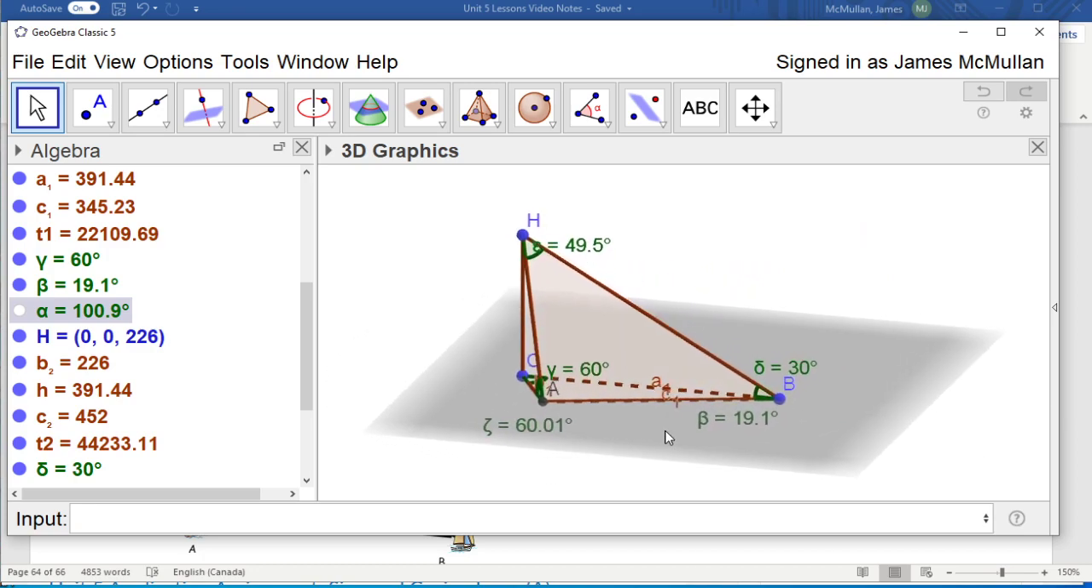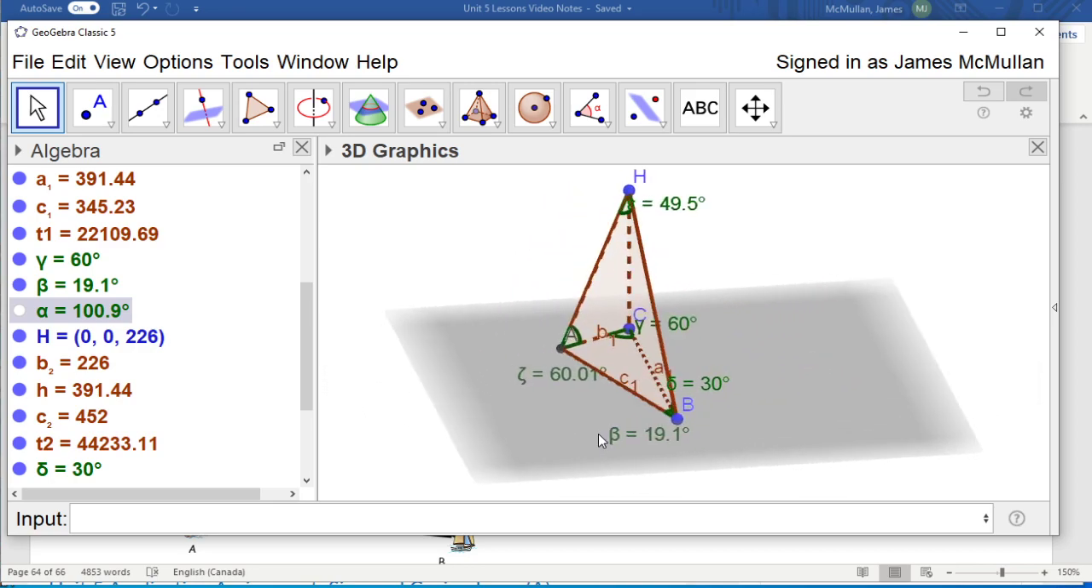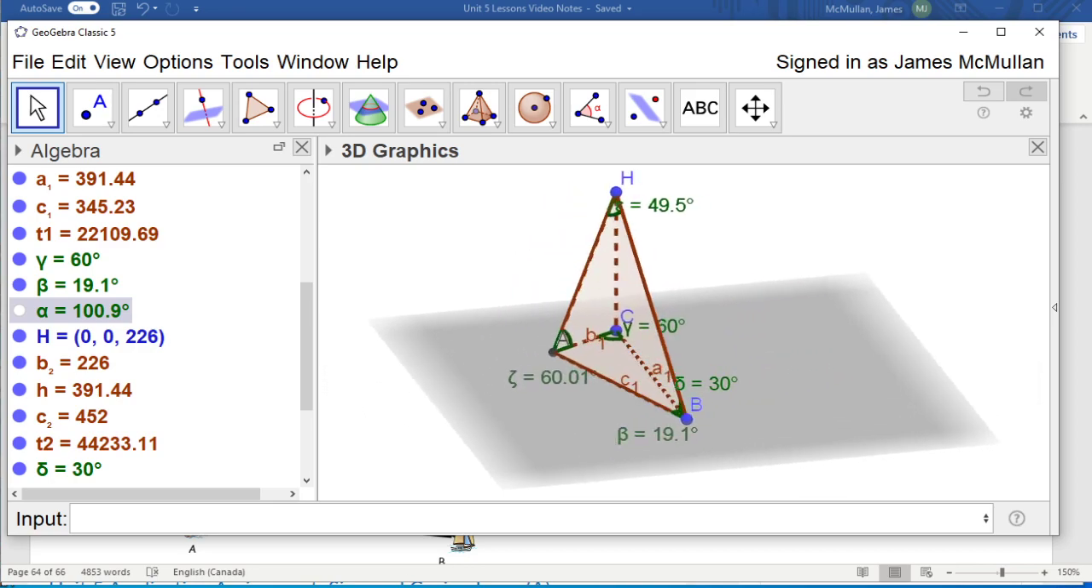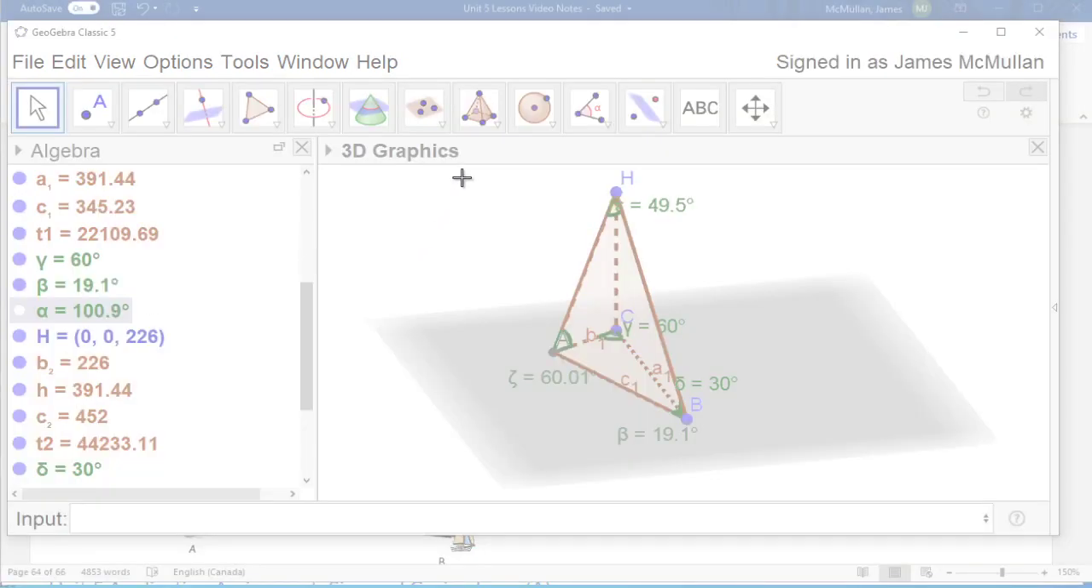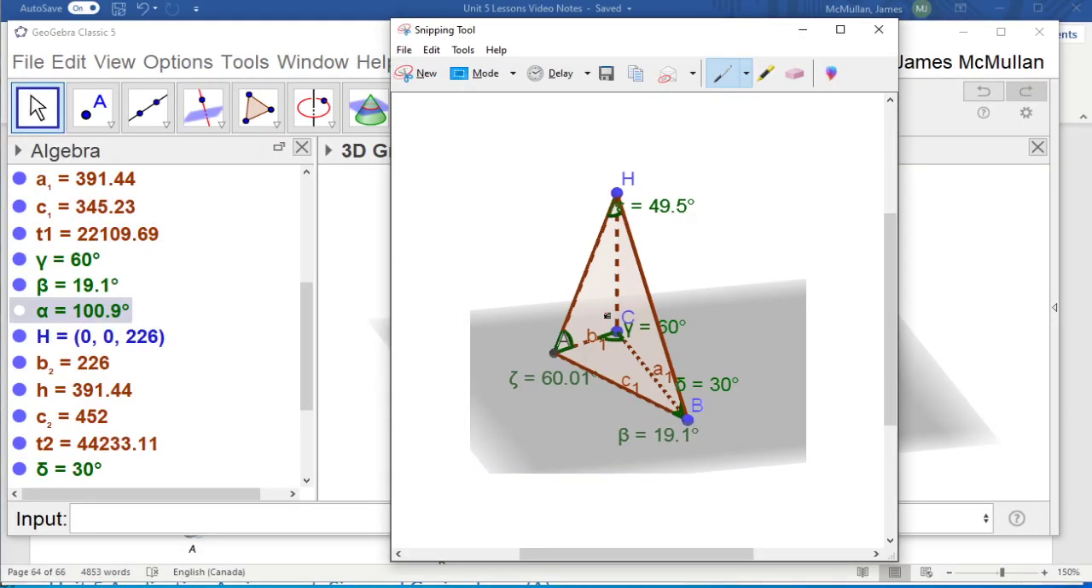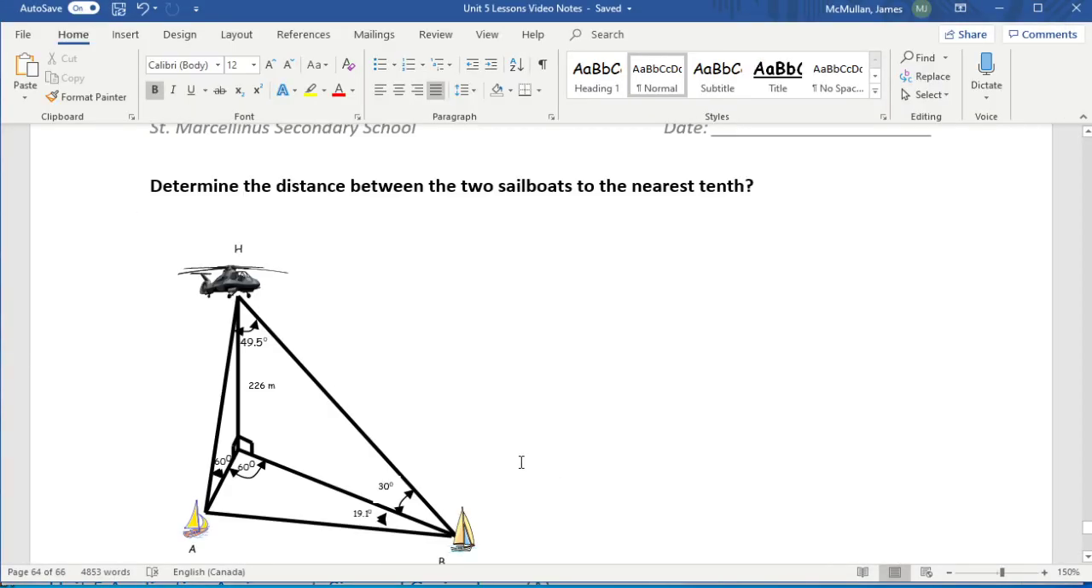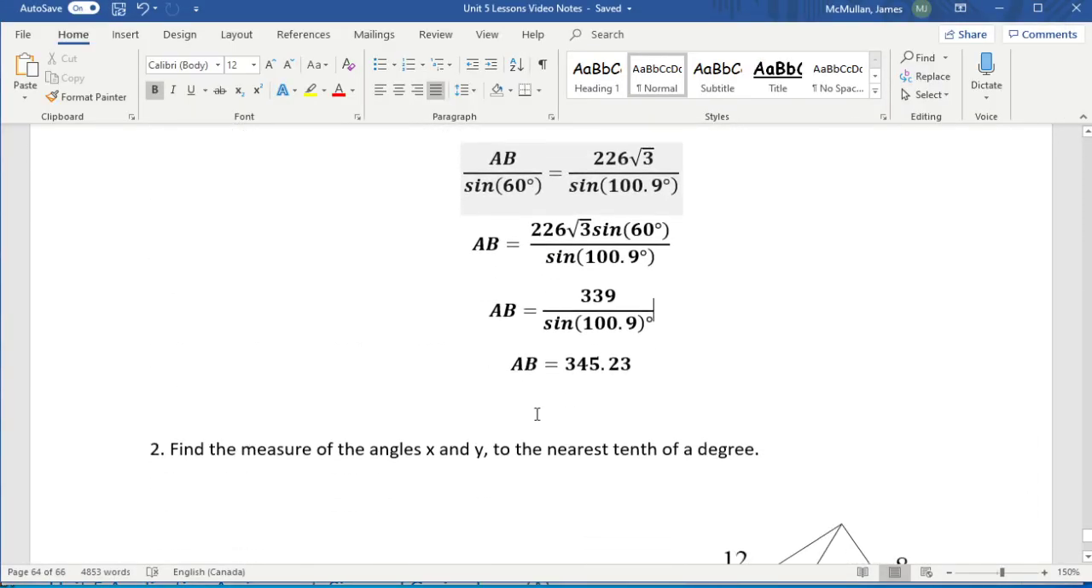Okay, and then just as a... so that's not a bad angle for our diagram, I guess. Okay, so that's that one done.